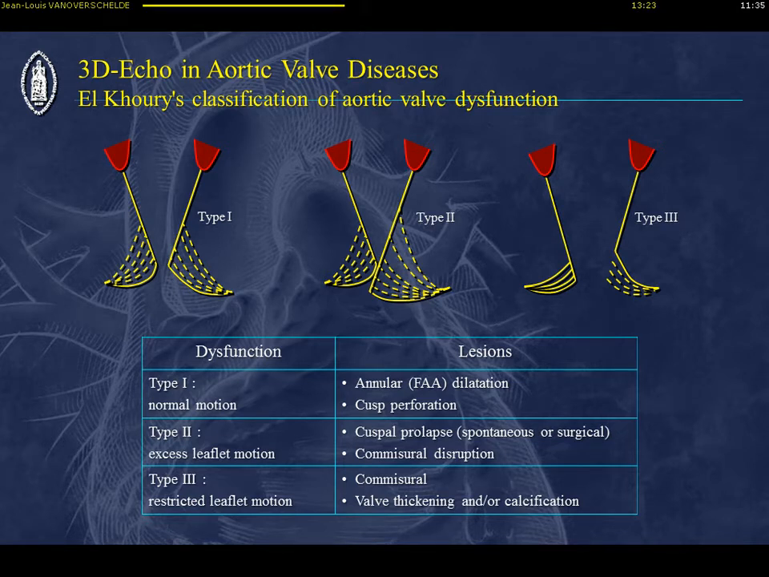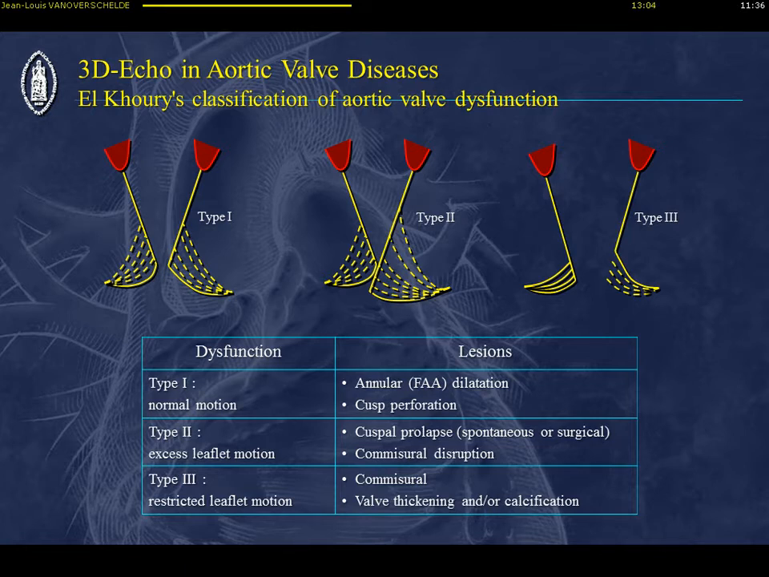There are a lot of cusp prolapses. Before we embarked on that program, I really ignored that there were so many cusp prolapses around, but this is very frequent. Up to 20% of all aortic regurgitations are due to aortic cusp prolapses, and they are very easy to repair.